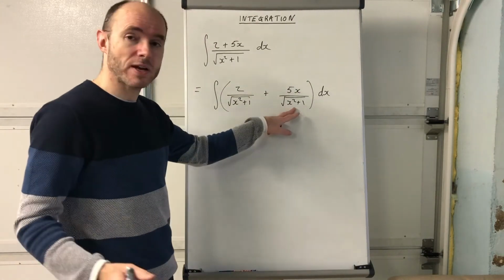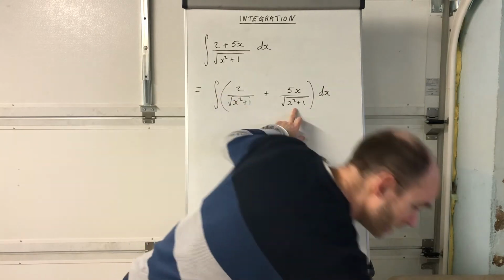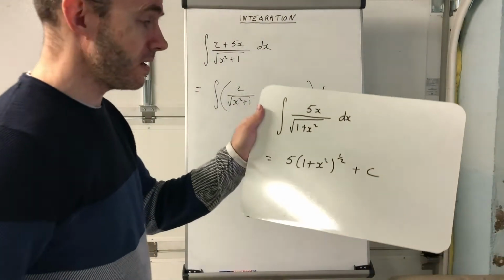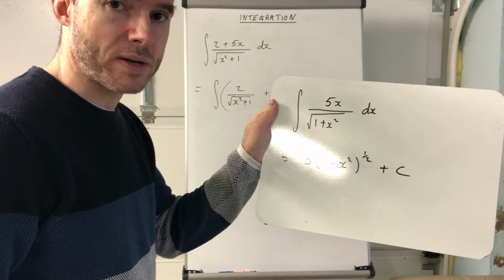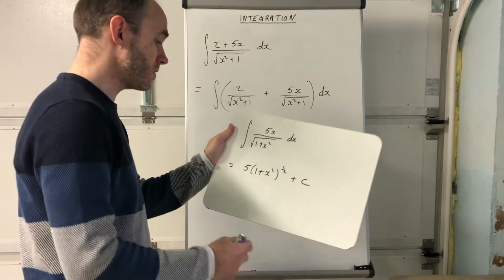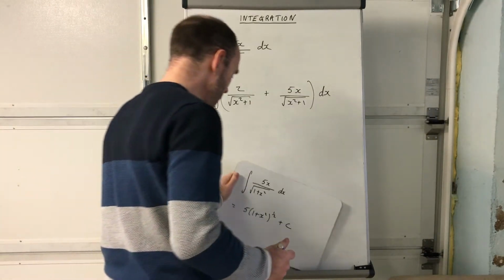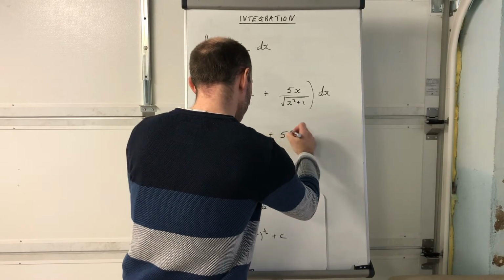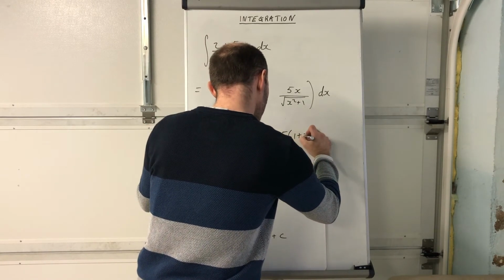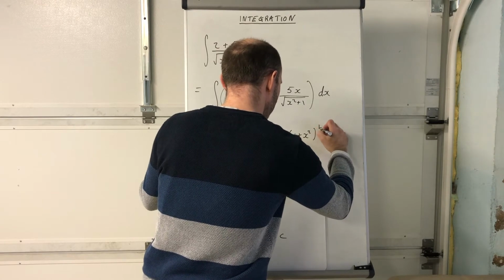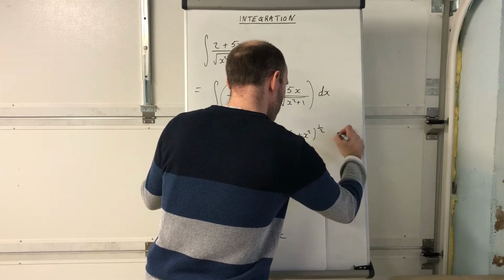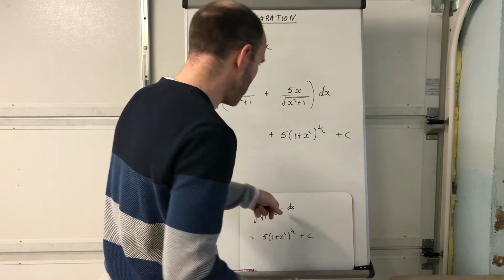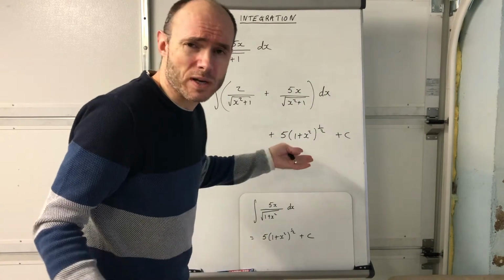This one here you might recognise. Let me just show you again. That was the last example I went through, so we know that one already. We can just write down the answer. It's pretty simple, isn't it? So this one is going to be 5, 1 plus x squared to the power of a half, and I'll put a plus c on the end as well. So that was from the last one. That's already quite straightforward, isn't it?